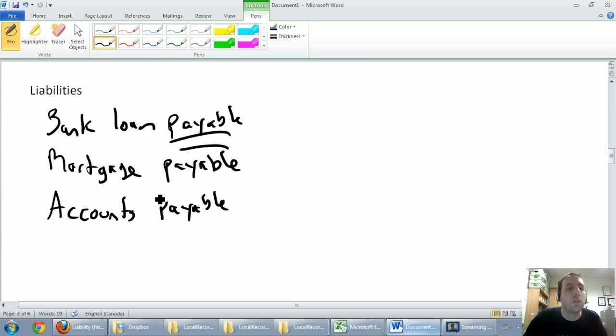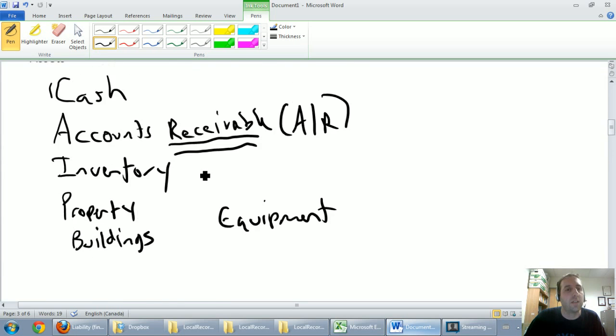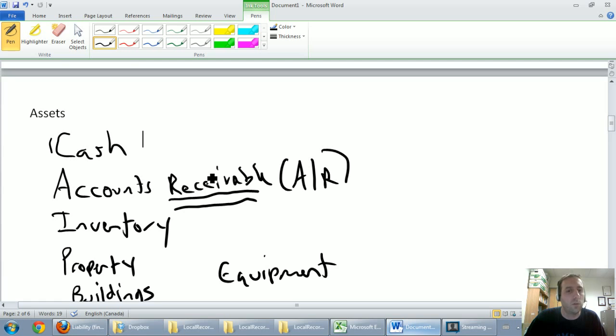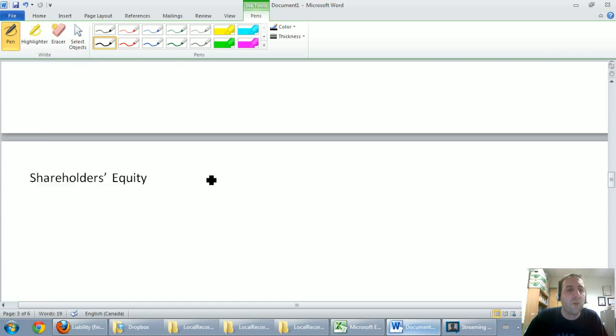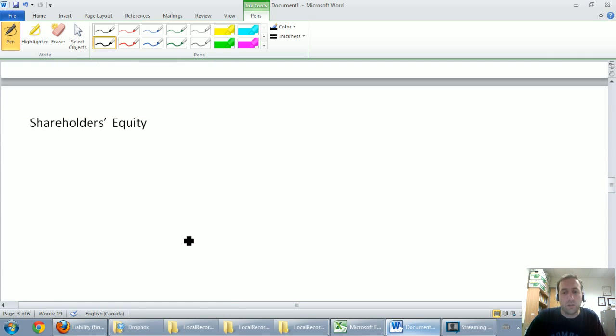All right, on to our third topic. So again, we have assets, the stuff a company can own and control that's good for the company, and liabilities, the things that companies owe. Our next one is shareholders' equity.